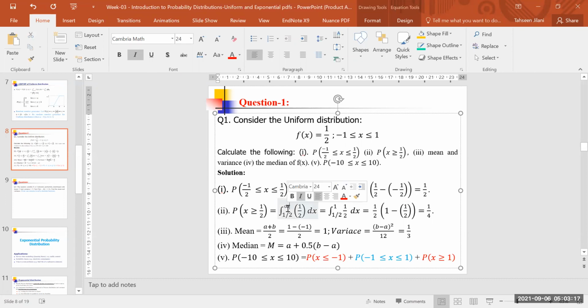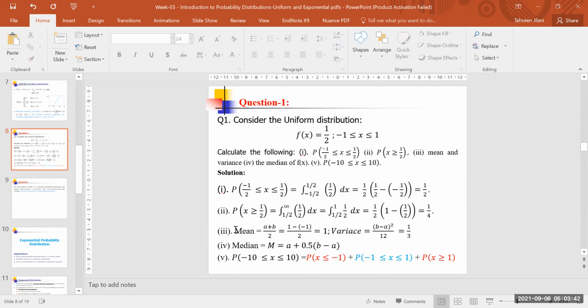That means your infinity in this function is equal to 1. You don't have to go beyond this. If I go beyond 1, the probability distribution is 0. That will be the otherwise case. With simple integration, we have the answer 1 by 4 for the probability of x greater than or equal to half. Similarly, following the same formula from the previous slide, mean will be (a plus b) by 2, variance will be ((b minus a) over 12) whole square, and median is equal to lower limit plus 0.5 times (upper limit minus lower limit).